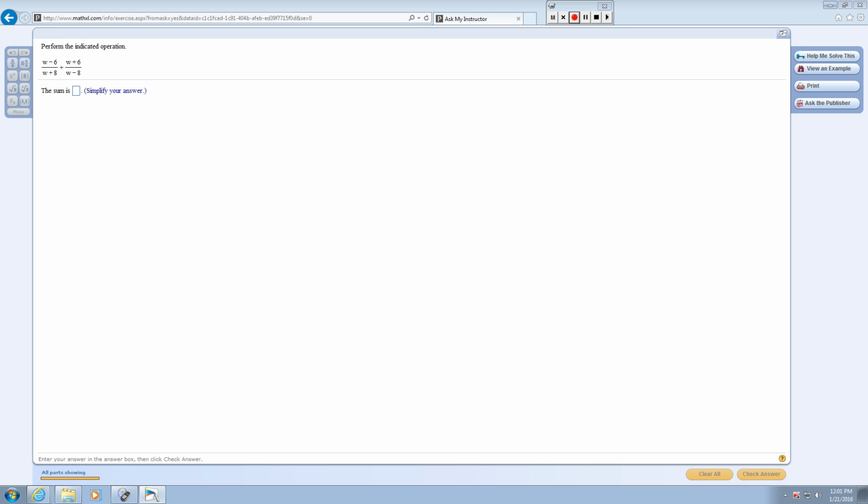Plus W squared plus 14W plus 48. All that over common denominator. And of course you get 2W squared. And that takes out the W squareds. Negative 14W goes out with a positive 14.